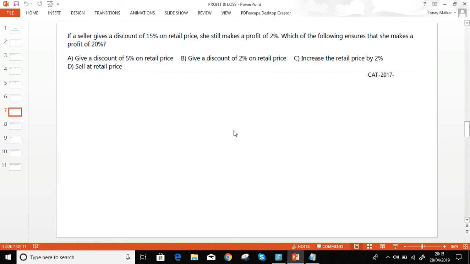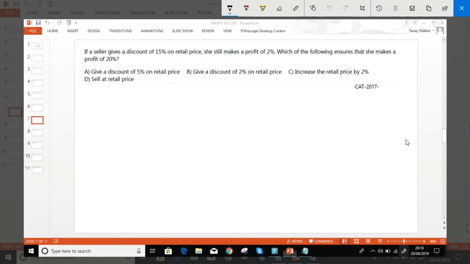Okay, so let us see this question. If a seller gives a discount of 15% on retail price, she still makes a profit of 2%. Which of the following ensures that she makes a profit of 20%? So let us try to understand what the question is about. The discount is given 15% on retail price. Retail price is marked price. And she still makes a profit.